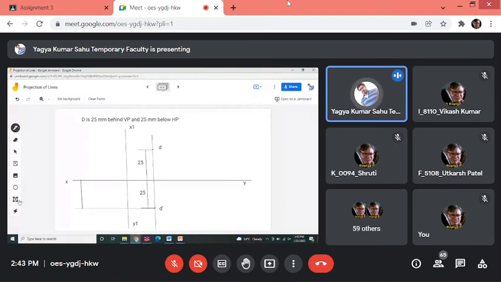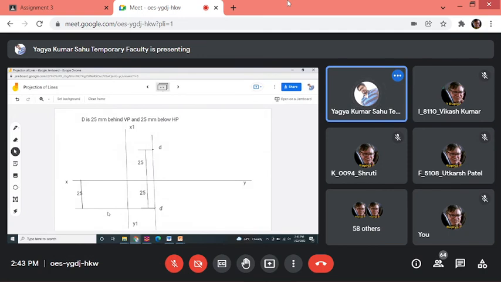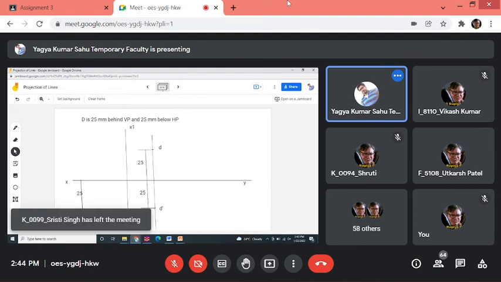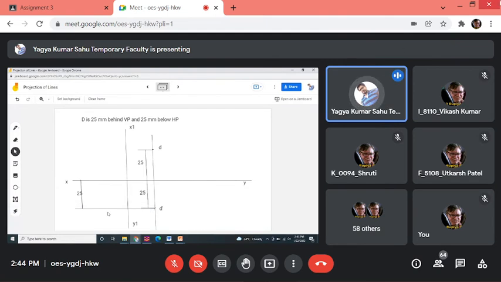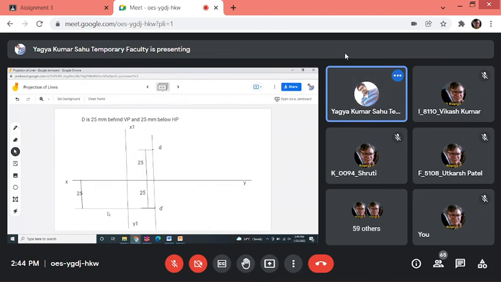For the side view, you only need to know two things: the distance of the side view from xy, and the distance of the side view from x1, y1. And the distance of the side view from xy equals the distance of the front view from xy. Whatever the distance of the front view from xy, the side view will have the same distance from xy. Is it clear to all of you? Yes or no? This is the simplest way to draw the side view. The distance of the side view from xy and the distance of the front view from xy are always equal. Is it clear to all of you now?